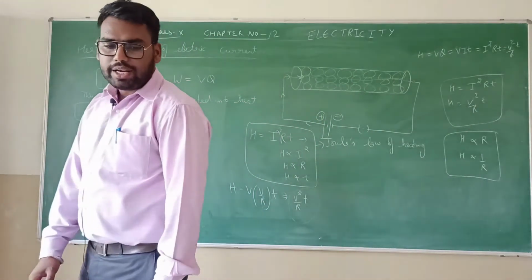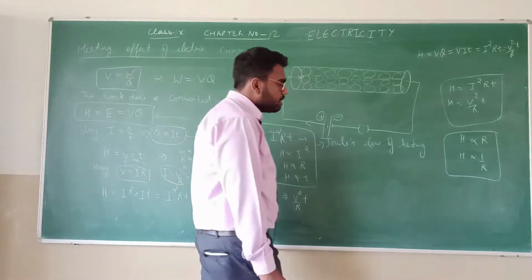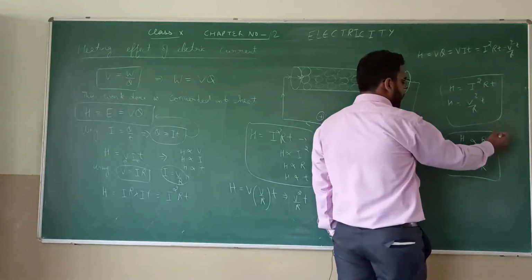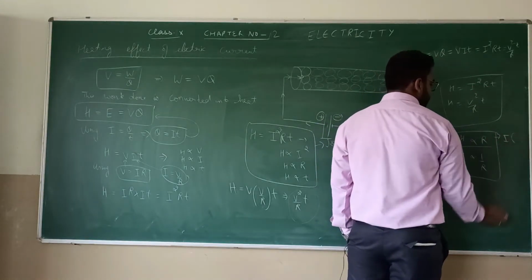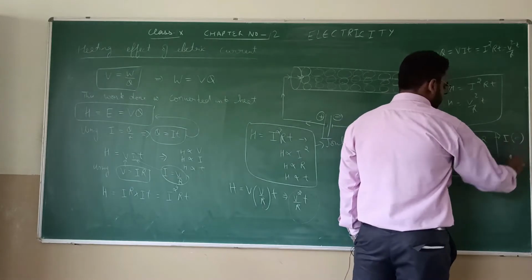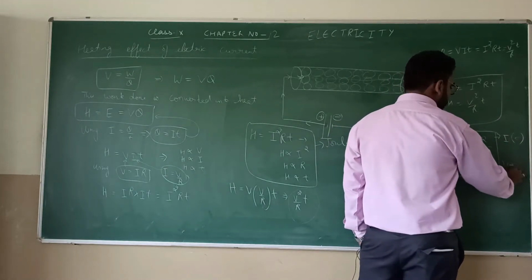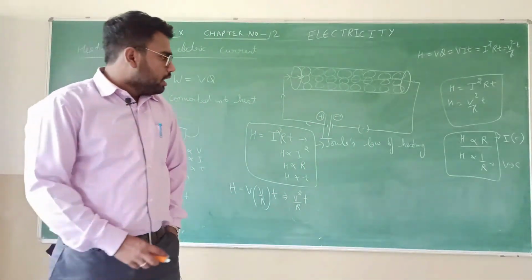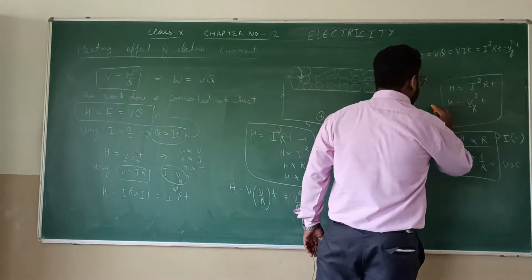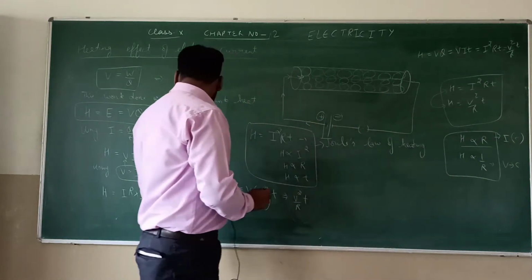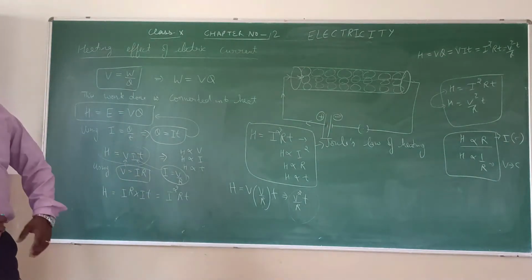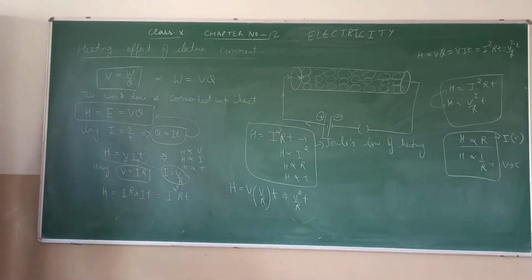So is there any contradiction? The answer is no, there is no contradiction, because in the first case, when heat is directly proportional to R, we are taking current as constant, I is constant, but in the second case we are taking voltage as a constant quantity. So this is the difference. Since we know that these two formulas are derived from the formula H is VIT, both the formulas are correct. Okay, so note it down, and after that we will discuss an example.